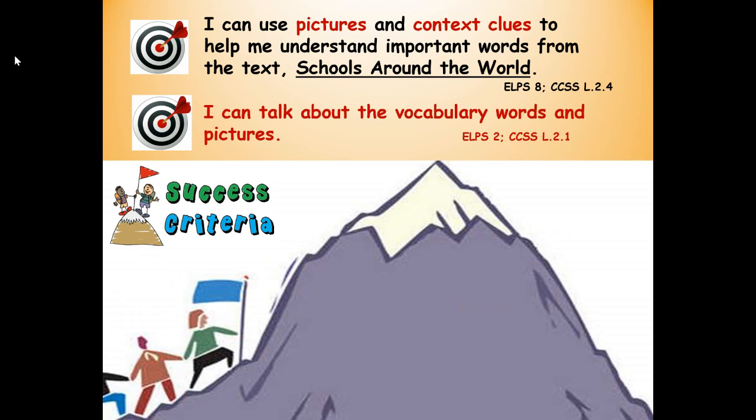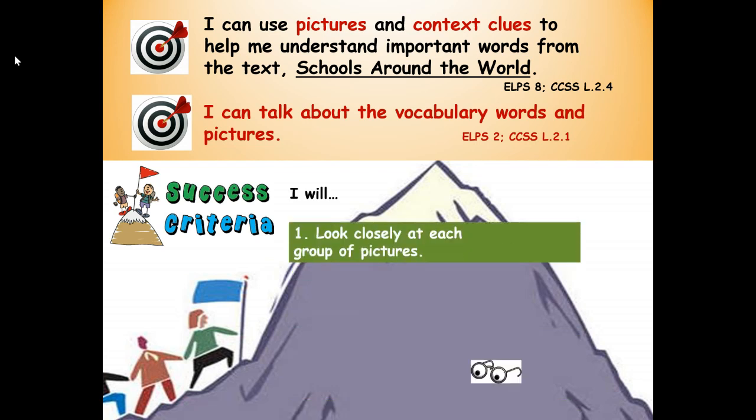Success criteria. That means how will you know you're successful at using pictures and context clues to understand the important words from Schools Around the World? And how will you know you're successful at talking about the vocabulary words and pictures? Well, here are our steps to success.